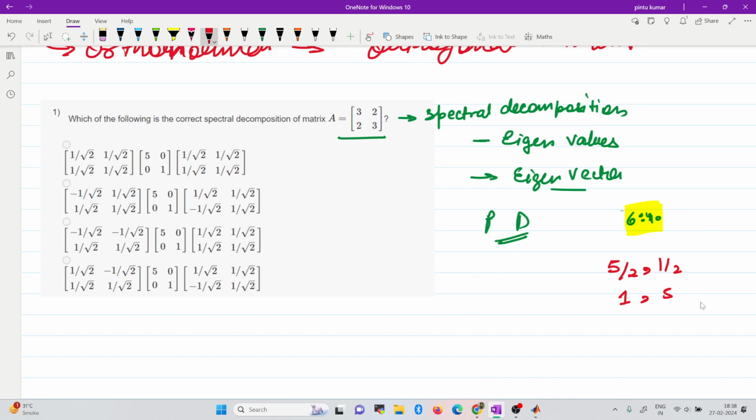Okay, somebody else has also said 1 by 5. So two people have said this, one person has said this. Okay, I'll wait for one more minute. Then probably you can.